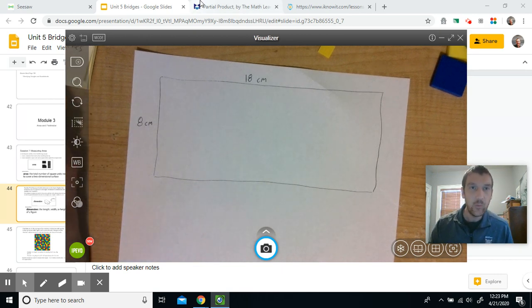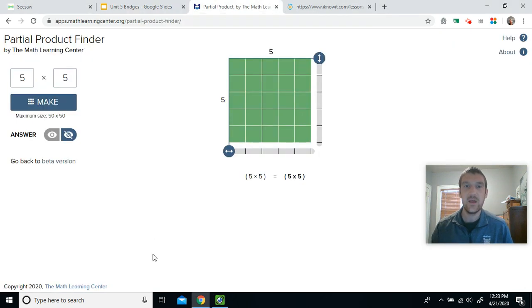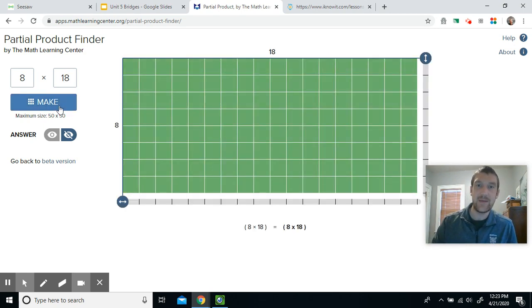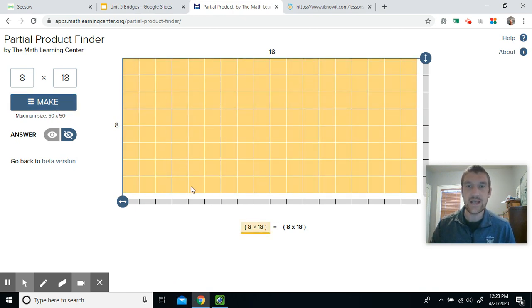Now, I have a website that you're going to have access to as well when you're completing today's assignment. It's called the Partial Product Finder, and this can help you visualize some of that multiplication. So I'm going to put in the problem that we're doing right now, which was 8 times 18. So we're going to make a rectangle that's 8 by 18. There you go. Looks pretty similar to our rectangle. So here's all those little centimeters filled in right there.